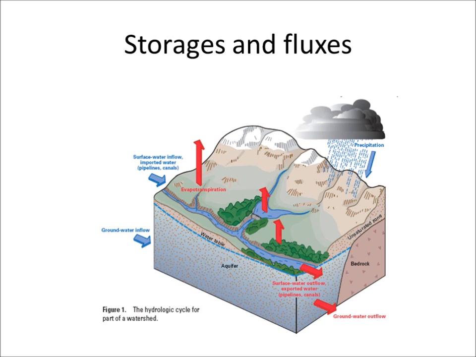Graphically then, storage and fluxes look like this. We may have evapotranspiration leaving the landscape, here indicated by the red arrows. Here's a control volume. That's a slice of a piece of landscape. We have precipitation coming in, here indicated from the cloud as a blue arrow. We might have groundwater outflow from our control volume, here indicated by a red arrow in the subsurface, and surface water outflow, which would be exported water through pipelines and canals. On the other hand, we may also have water coming in through pipelines and canals, in addition to the precipitation, and flowing in as groundwater as well.